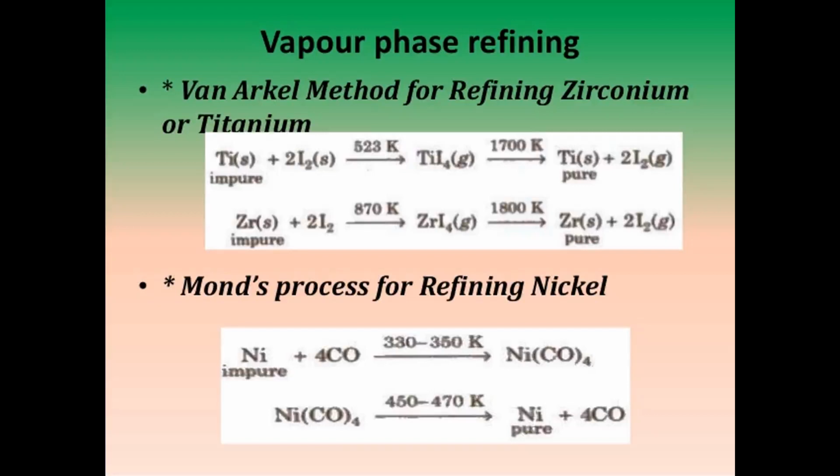The Mond process is a very important question. The vapor phase method, you have to study it properly. Vapor phase method and electrolytic refining, these are the most important questions. Next, the Van Arkel method.